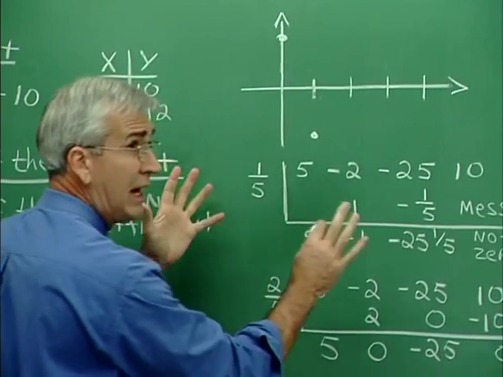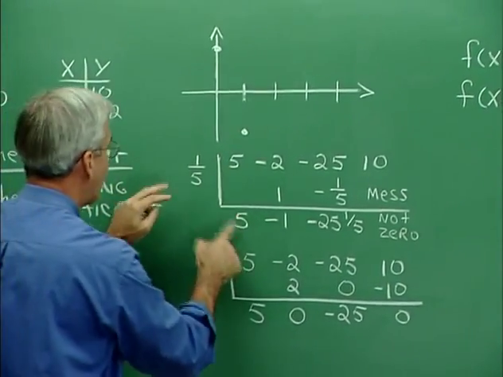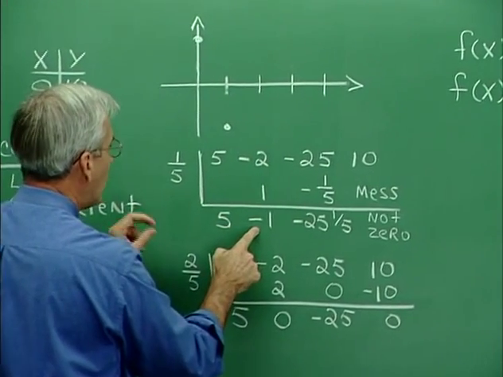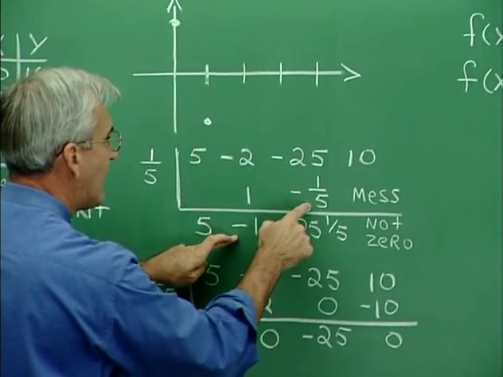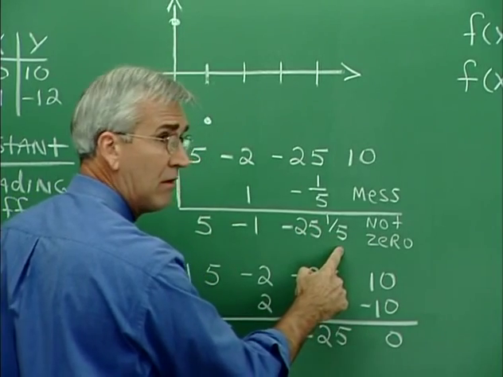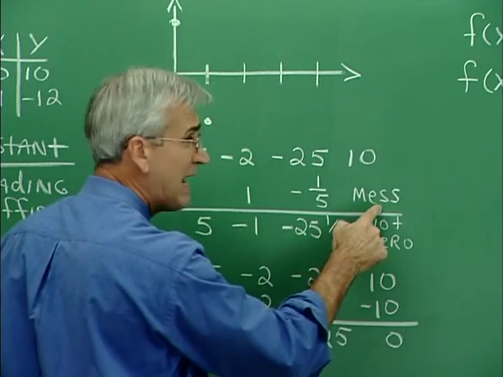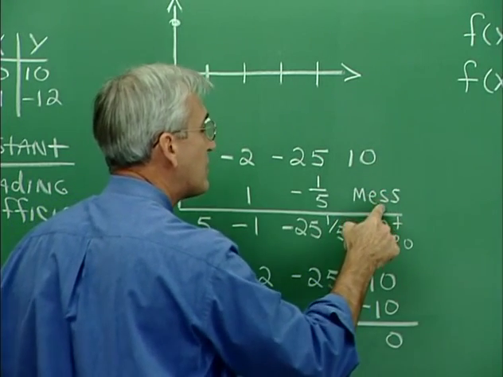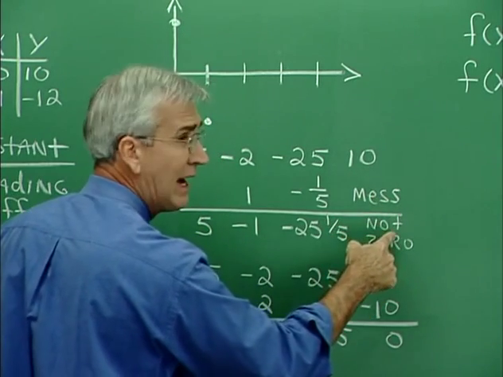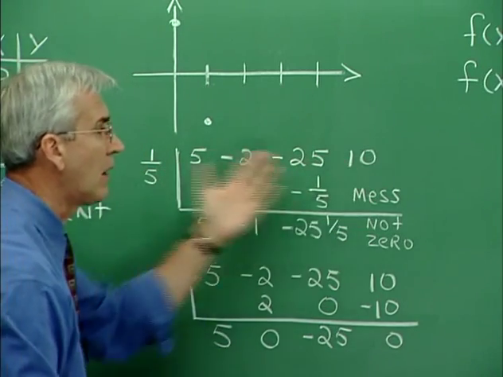Synthetically now, we would divide by 1/5. So bring down the 5. 1/5 times 5 is 1. Negative 2 with 1 is negative 1. 1/5 times negative 1 is negative 1/5. Together we get negative 25 1/5. Uh-oh, 1/5 times negative 25 1/5 is a mess. And when you add 10 to this, you certainly don't get 0. So this value is not 0. That's the point here. All right, so 1/5 is not a 0 of the function.